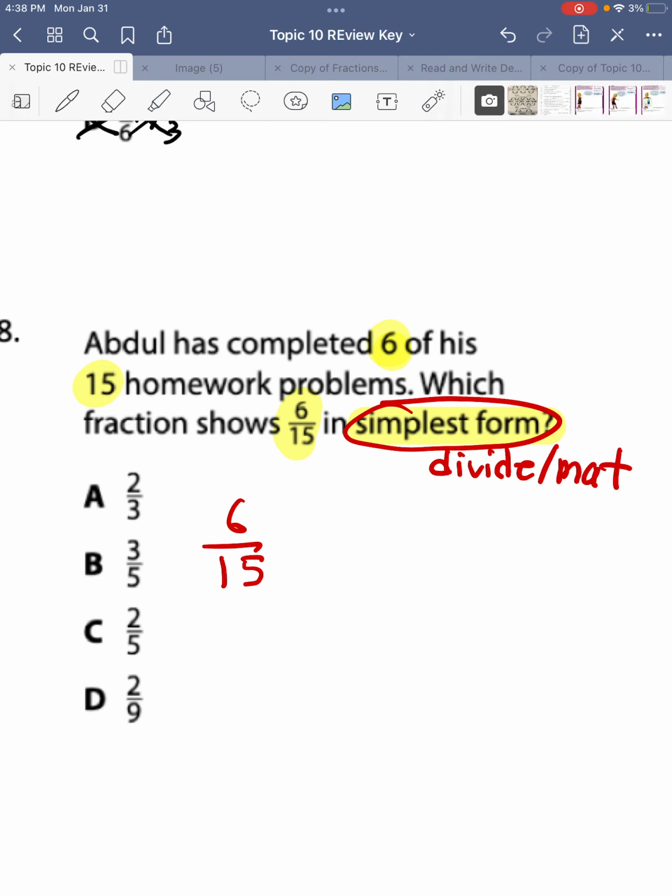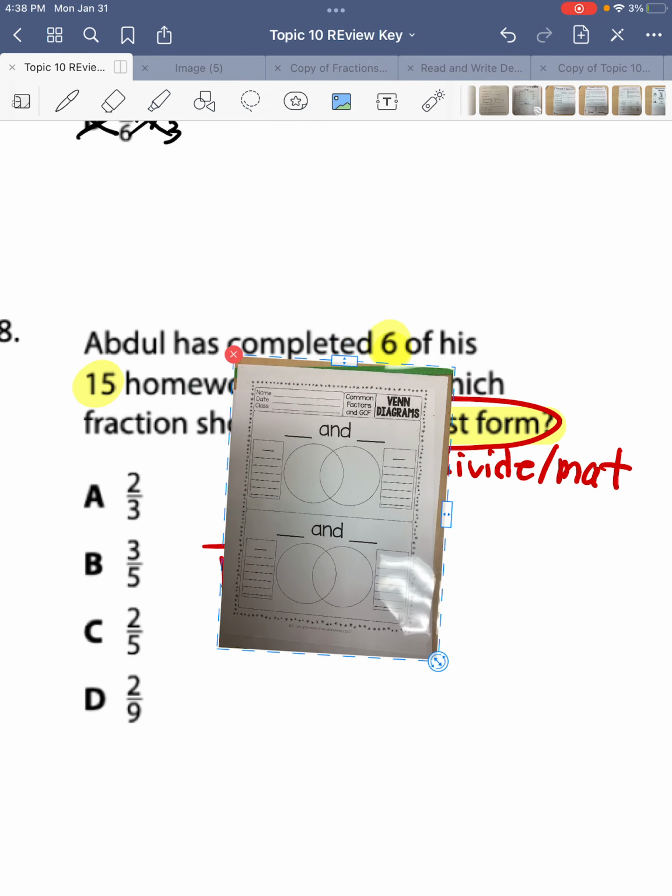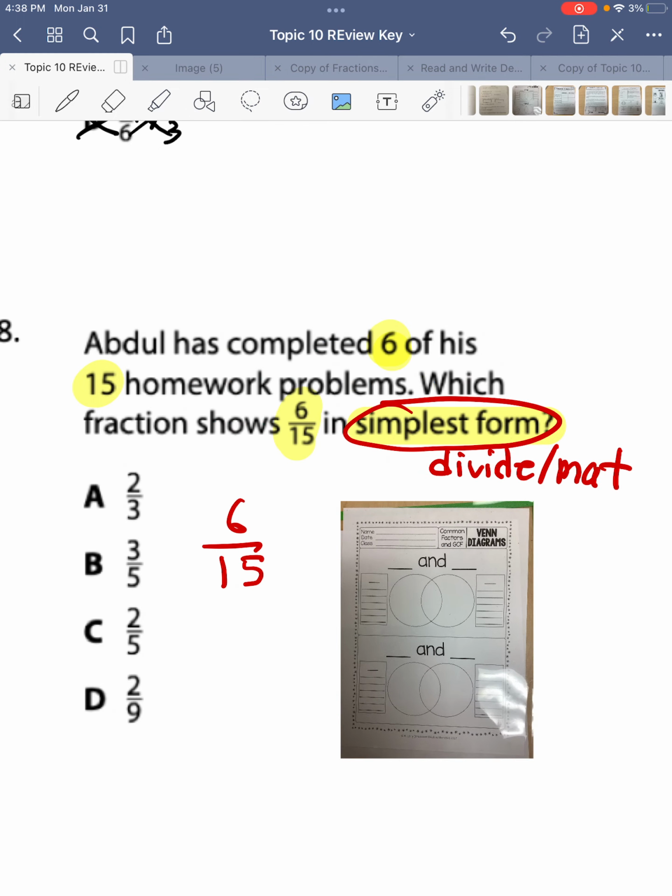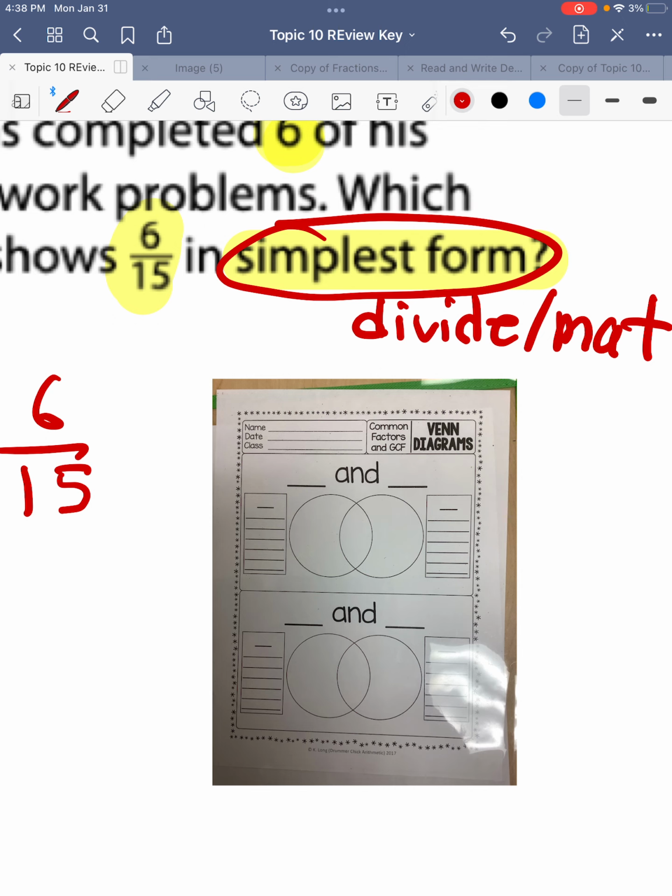Okay, so I'm going to pull it out. I'm going to go to my mat. I'm going to put 6 here, 15 here. Now I have to ask myself, what two numbers can I multiply to get 6? I can do 1 times 6. I can do 2 times 3. For 15, I can do 1 times 15. I can do 3 times 5. And I believe that's it.